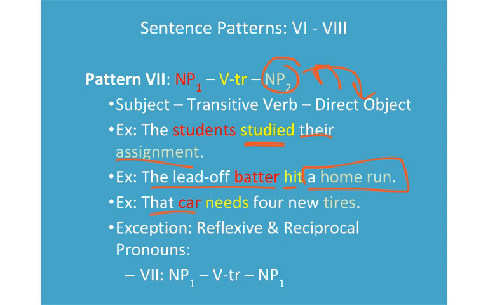That car is our noun phrase. Needs is our transitive verb. What does it need? 4 new tires, our direct object. So here it's saying that there's an exception.